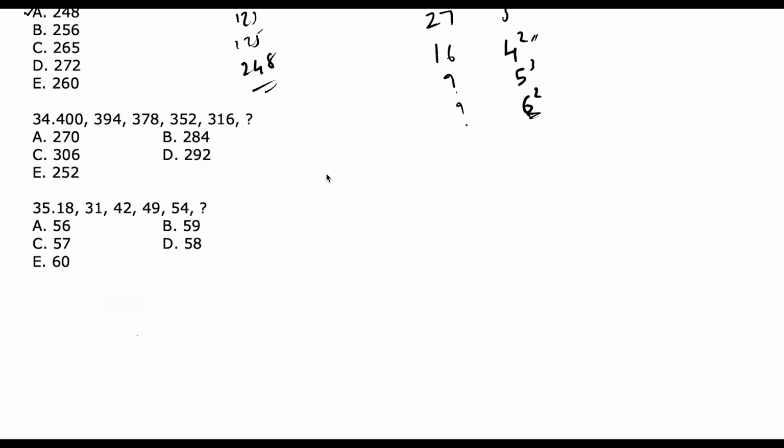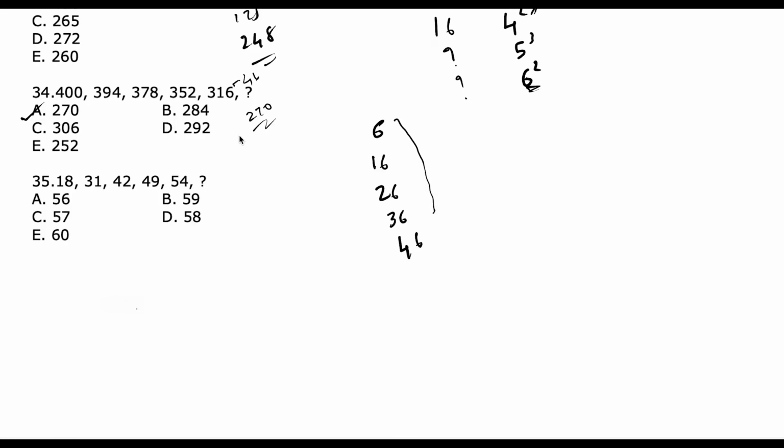Now we go to question number 34. 400 changes to 394, so there is a difference of 6. Then 394 to 378, there is a difference of 16. 378 to 352, it is 26. 352 to 316 is 36. I hope you got the progression. So the next one should be 46. So from 316, subtract 46, you will get 270. So option A is the answer. This one was a very simple question. I expect some of the questions to be this simple.